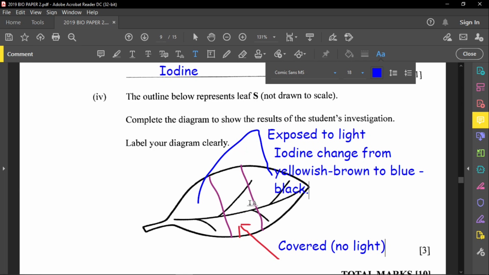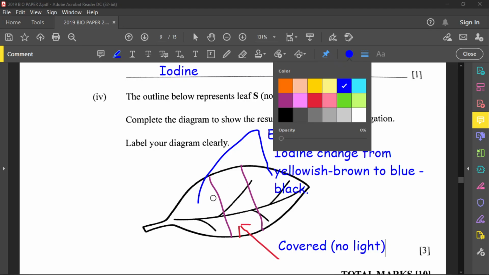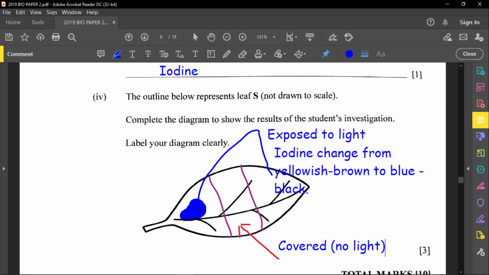So what you see in this area would be blue black. And of course, you could put a color there as well to say, okay, this would be blue black. If you want to shade that in as well, you can put some shade in there and say that's the blue black area. Just to make it look really nice. But they didn't ask you to color it. They just said draw and label.